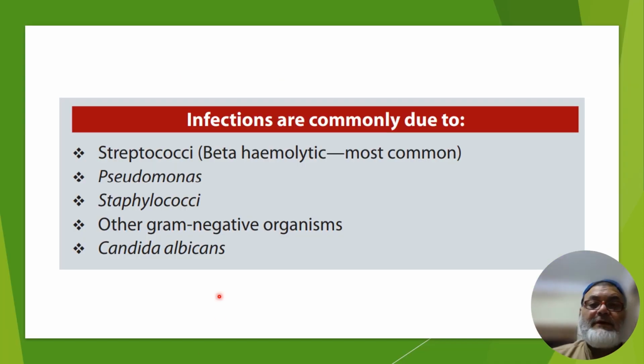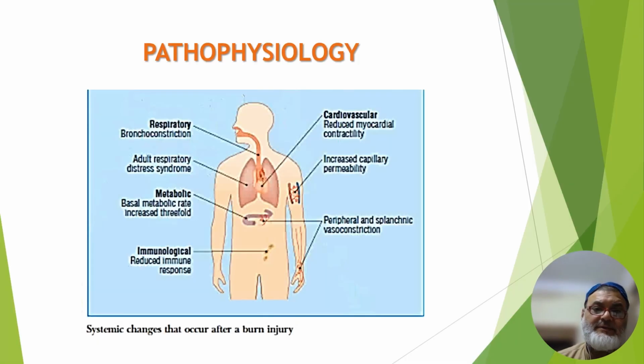Now, infections again, infections are due to, this is a very important slide. You should remember what kind of bacteria can cause the septicemia or the wound infection in case of burn. So the staphylococci, pseudomonas, streptococci, and other gram-negative organisms, and Candida albicans.